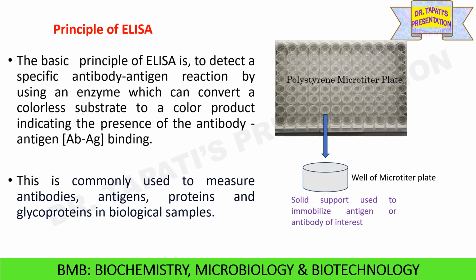The basic principle of ELISA is to detect a specific antibody-antigen reaction by using an enzyme which can convert a colorless substrate to a colored product, indicating the presence of antibody-antigen binding. This is commonly used to measure antibodies, antigens, proteins, and glycoproteins in biological samples.